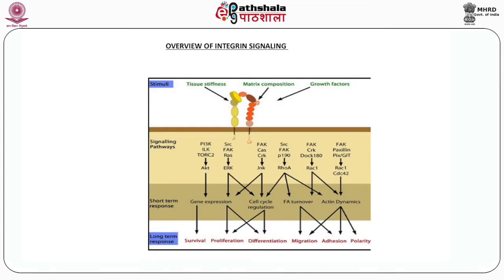Now next, how integrin signaling happens. One of the first integrin signaling molecules to be identified was focal adhesion kinase, as we discussed earlier, the FAK, which acts as a phosphorylation regulated signaling scaffold and is important for adhesion turnover, Rho family GTPase activation, cell migration, and crosstalk between growth factor signaling and integrins.